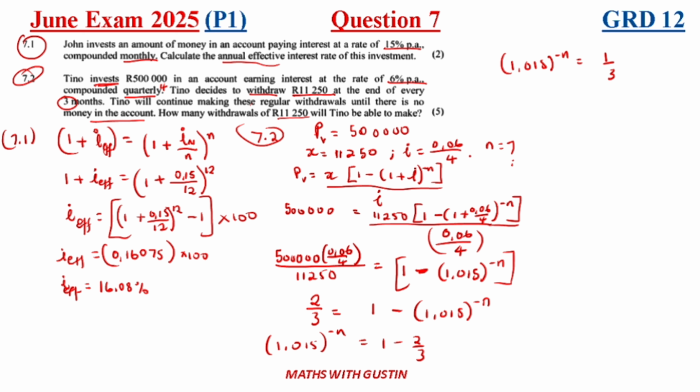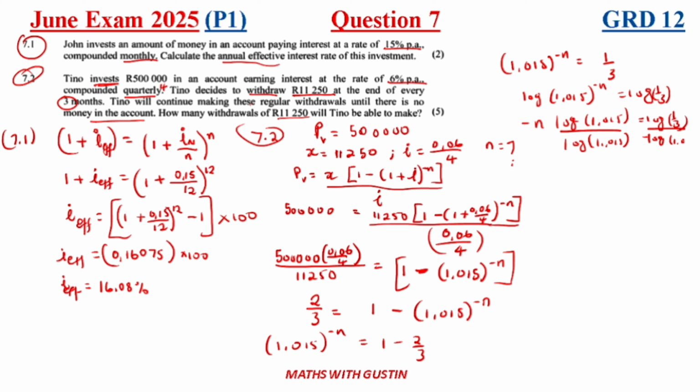So what we can do in this case is log both sides. You are going to have log 1.015 to the power of negative n is equal to log 1/3. In this case, then you can bring the negative n down, as it is like an exponent. I feel like this is a lot of work. It's worth 5 marks, so it is worth it. Divide by log 1.015. Therefore, on this side also divide by log 1.015.